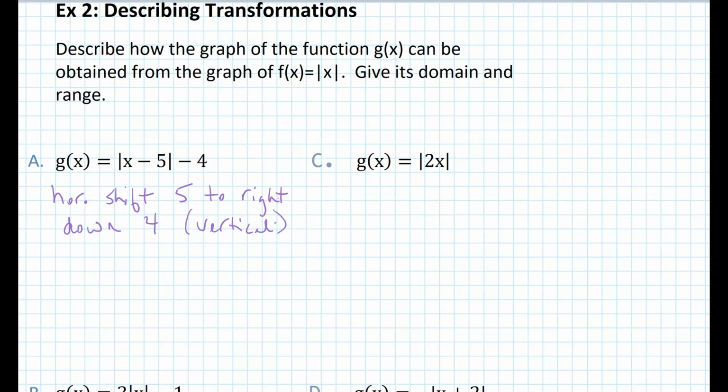Alrighty. And if I'm going to be honest, I don't actually write out horizontal and vertical. I actually just do this. Right 5, down 4. Isn't that so much faster? I'm okay with that, as long as you remember the terminology.